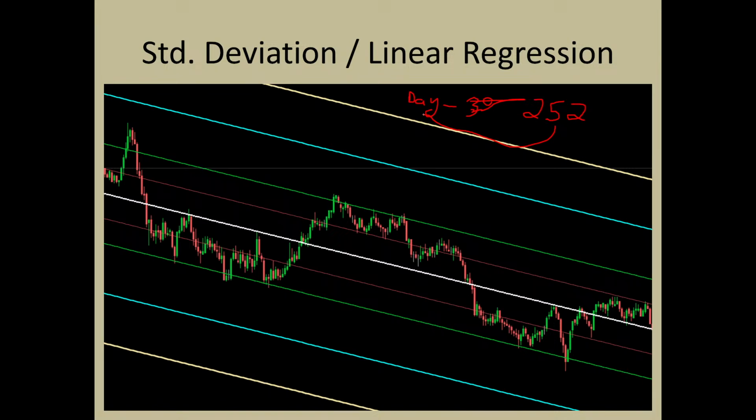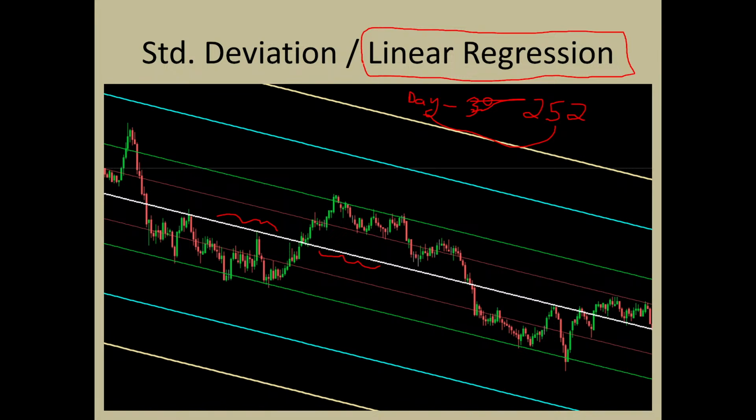So I want to look back 252 days, and I want you to tell me where the middle is. Take the highs and the lows and all that kind of stuff and find me the middle, and that's what this white line is. We call that white line the linear regression. That is the average of what's been going on for the last 252 days.